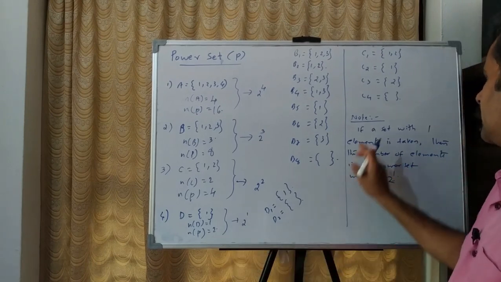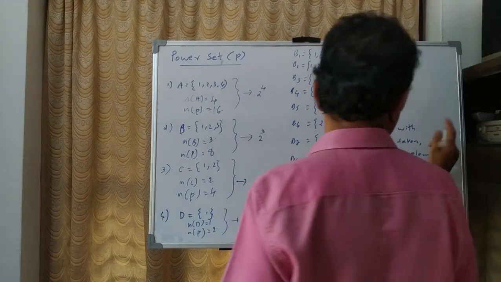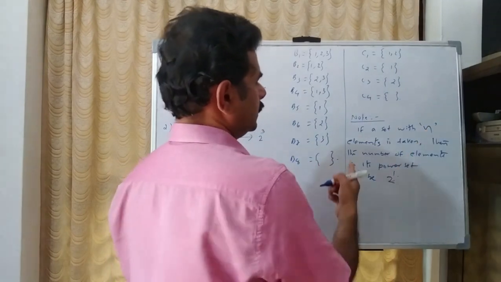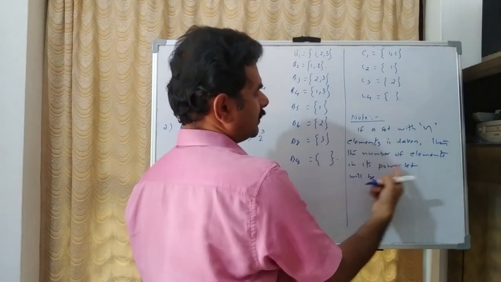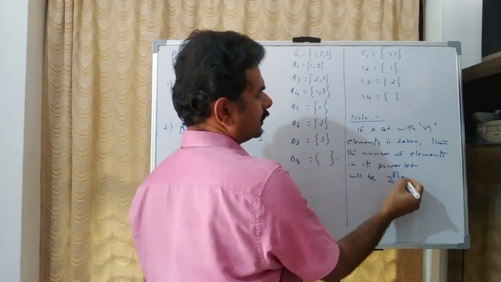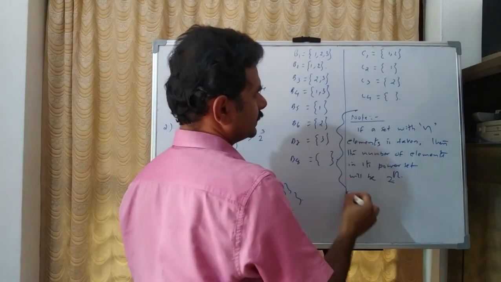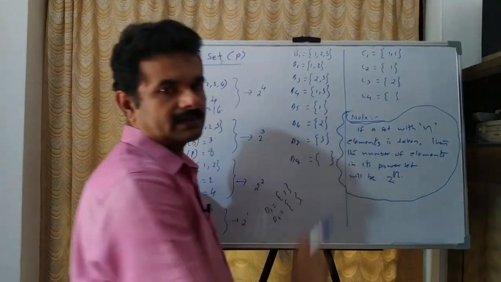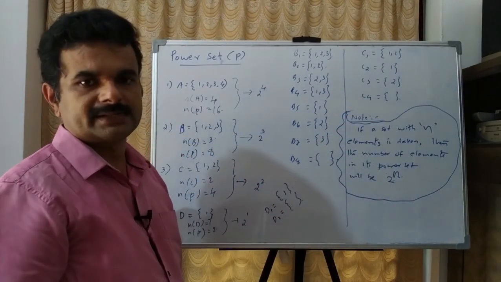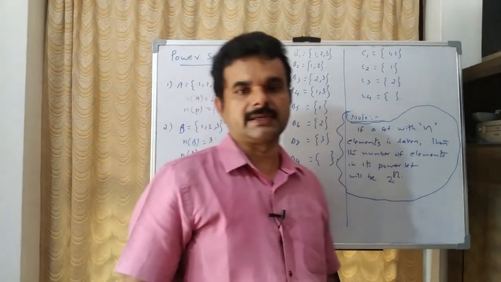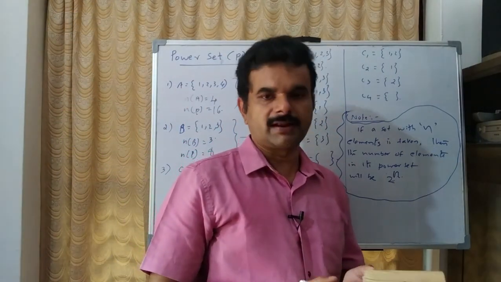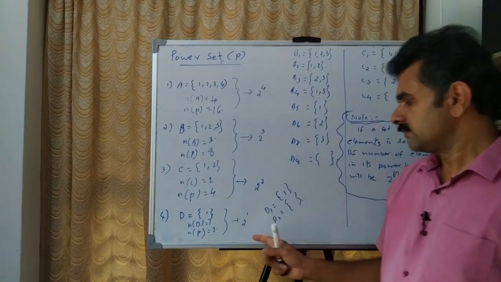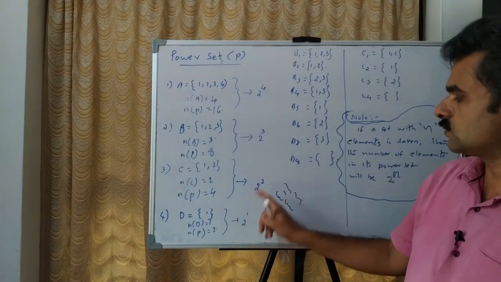Generally, if a set has n elements, then the number of elements in its power set will be 2 raised to n. So this is a result obtained here. This is to be learned by heart. So this is the property behind the number of elements in the power set. Think about where we got this 2.